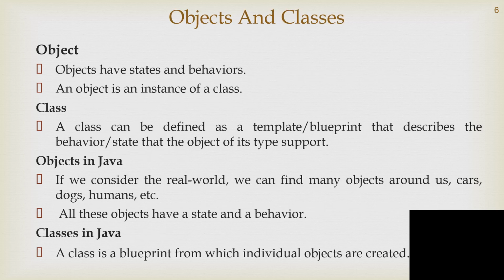Next we are going to discuss what an object and a class are. An object has a state and its behavior. An object is an instance of a class. A class can be defined as a template that describes the behavior of the object. When we say objects in Java, consider real-world objects, either a car, a dog, or a human; we can say these are objects. All these objects have states and behaviors. In Java, a group of objects is called a class.